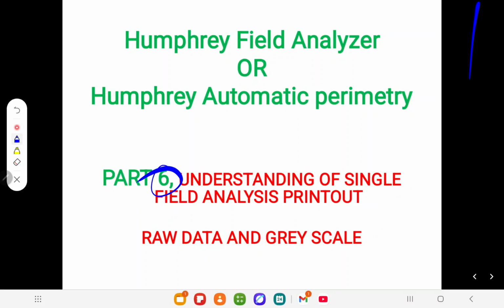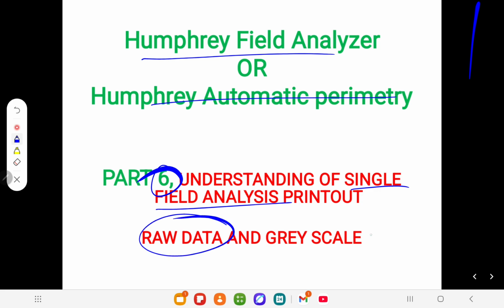Okay, so today we are in part 6, AVF or HVF single field analysis, and today we are going to discuss raw data and grayscale, because there are 10 things in single field analysis, and we have covered three. I think we have covered two topics, that is demographic data and reliability index. Now we are going to the third and fourth, then we will move to the fifth, sixth, and the others. So raw data and grayscales.